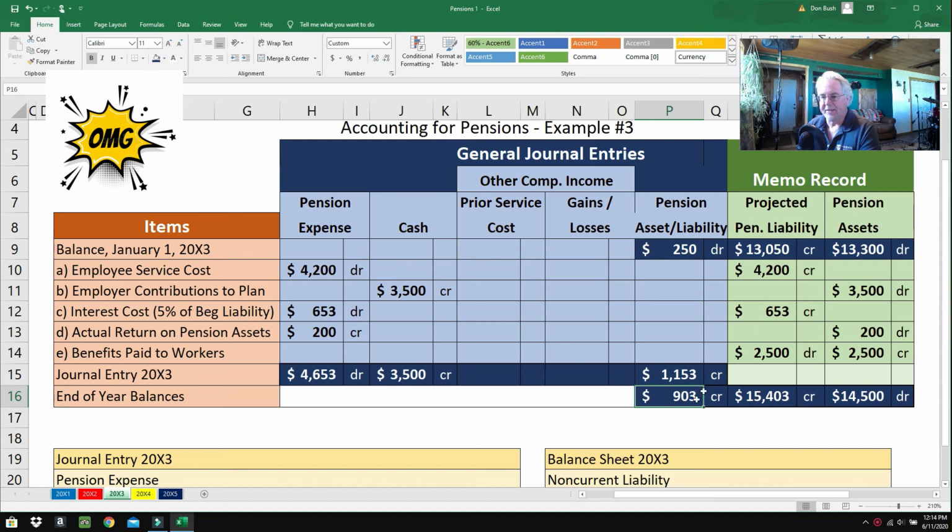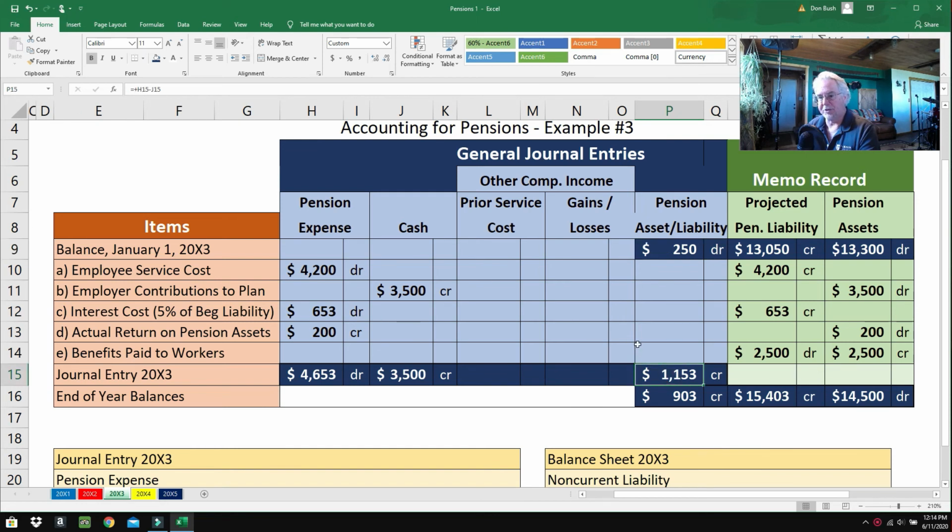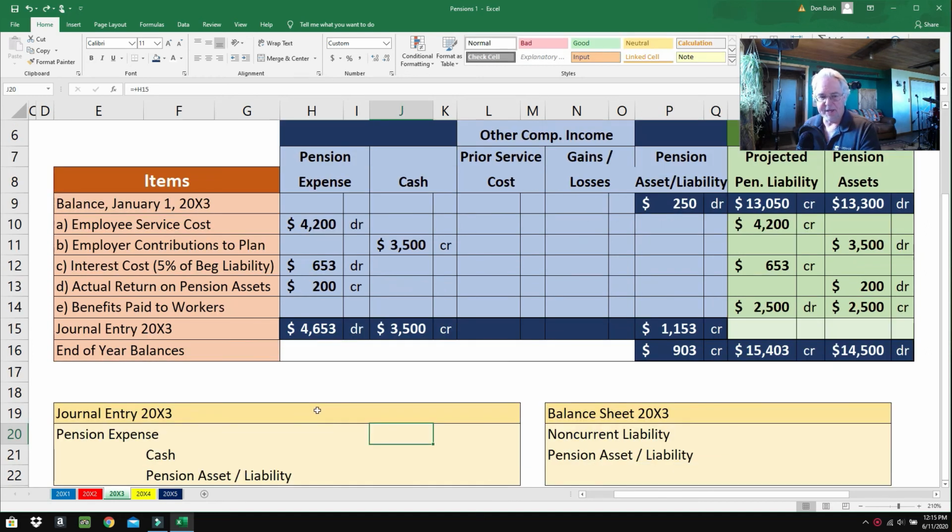Now we can double check our work. We can start up here at the top of this column and say, all right, we've got a $250 debit. And if we combine that with a $1,153 credit, if you net those two together, you get a 903 credit. So there we go. Coming down to the journal entries, where do we get the numbers? We get the numbers here from the line that says journal entry 2003. So we'll take these numbers and create a journal entry.